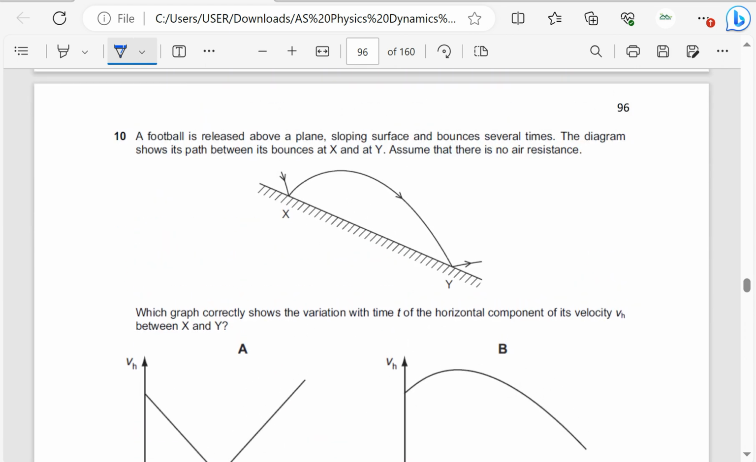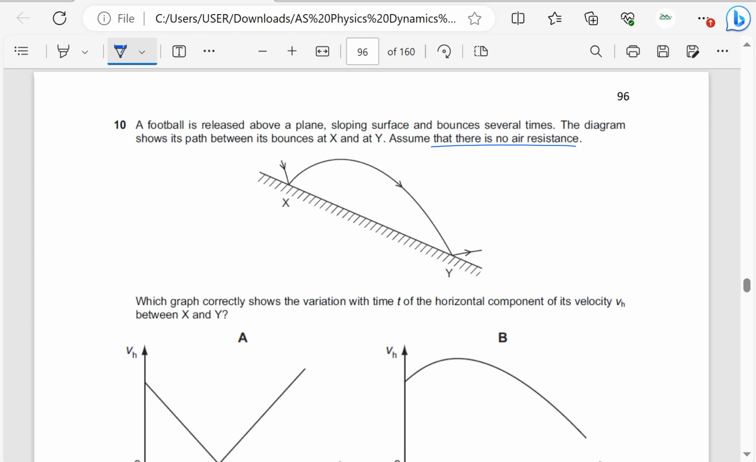A football is released above a plane sloping surface and bounces several times. The diagram shows its path between its bounces at X and at Y. Assume that there is no air resistance. That means acceleration due to gravity remains constant. So which graph correctly shows the variation with time t of the horizontal component of velocity vh between X and Y?